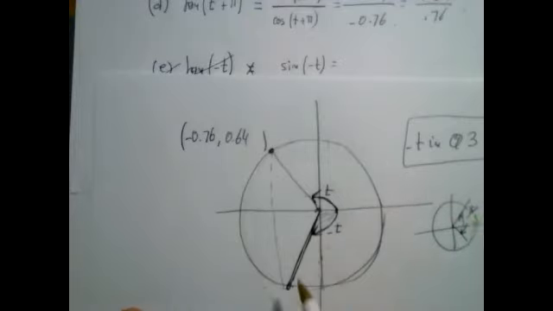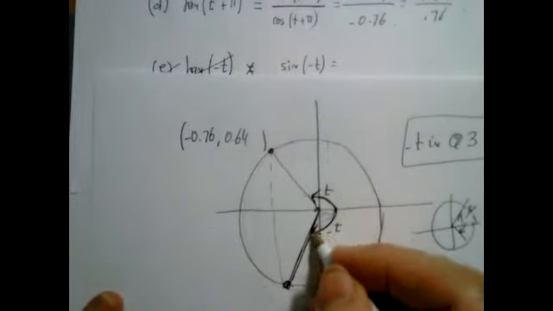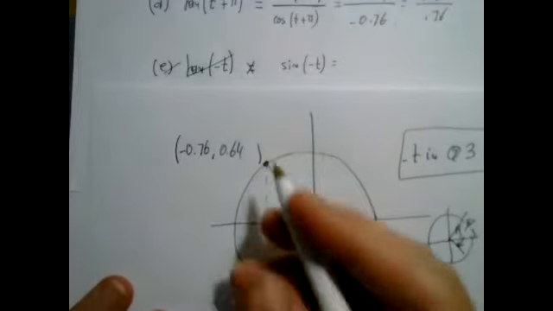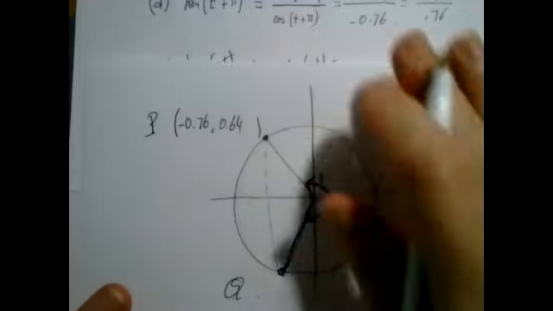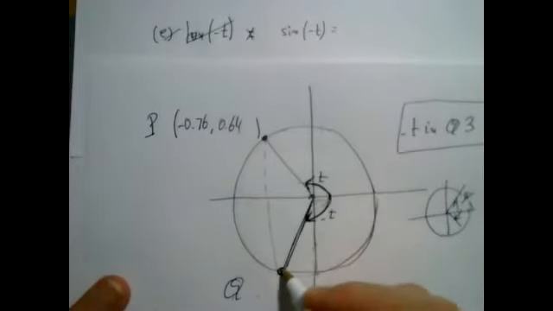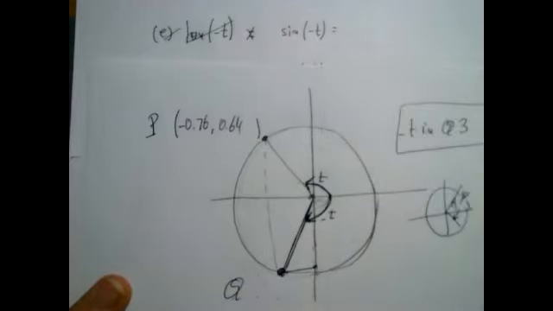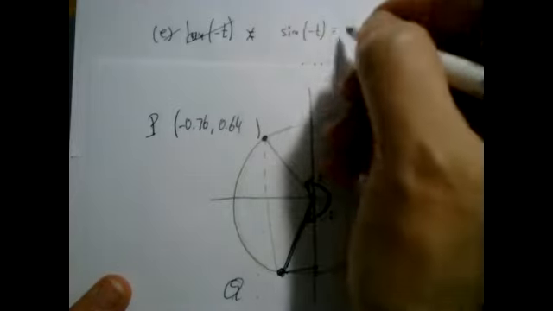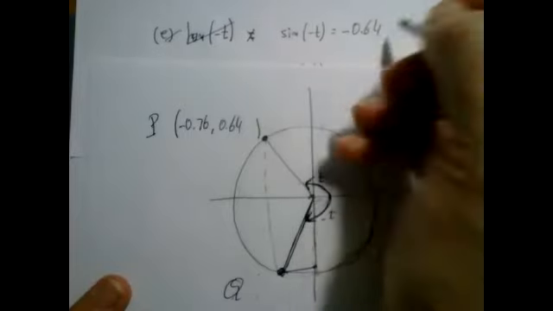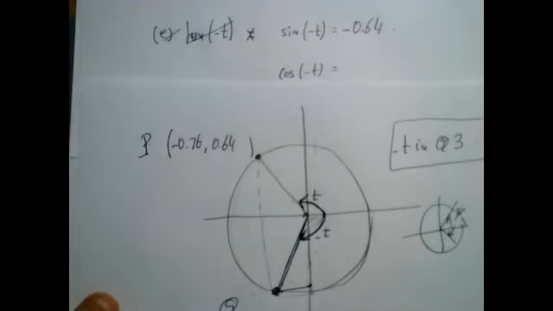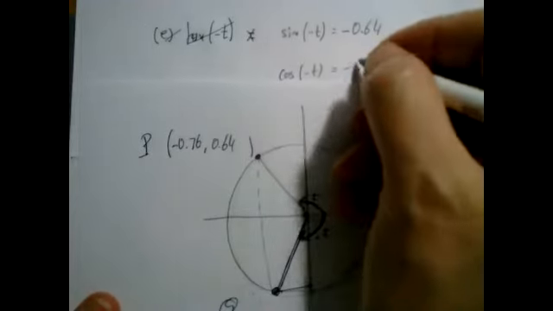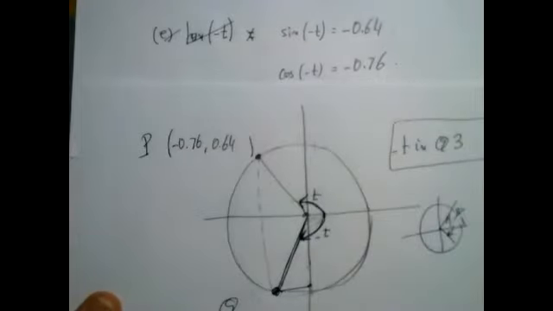Question number 2. What's the sine of minus t? If this is your angle, the definition tells me that the sine is, so let me call this point P. I'm going to call this point Q. The sine of minus t is the y-coordinate of Q. What's the y-coordinate of Q? Shouldn't it be negative 0.64? It's negative 0.64, yes. What's the cosine? Should be the same, which is negative 0.76. Yep. So it's much easier than you think.